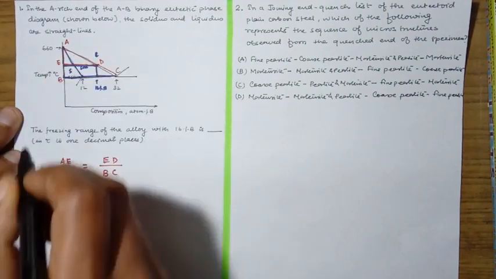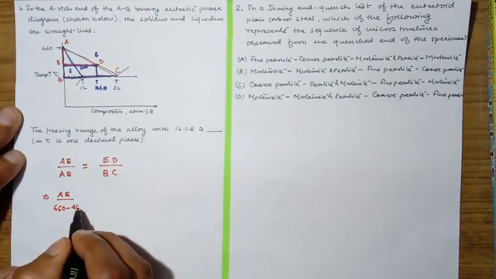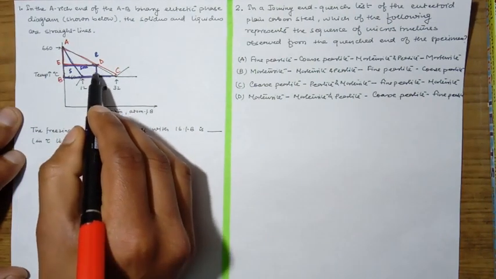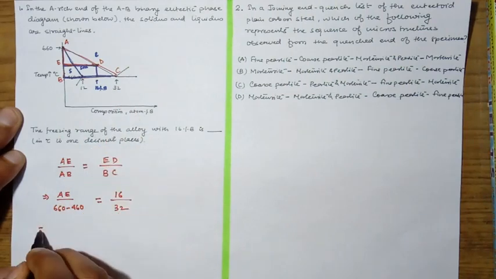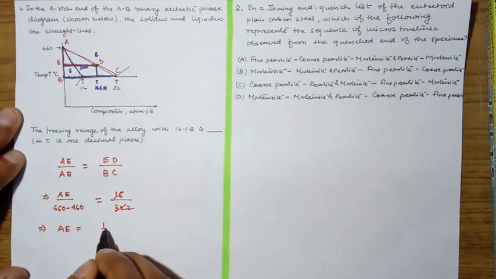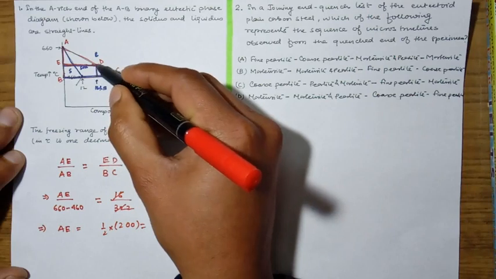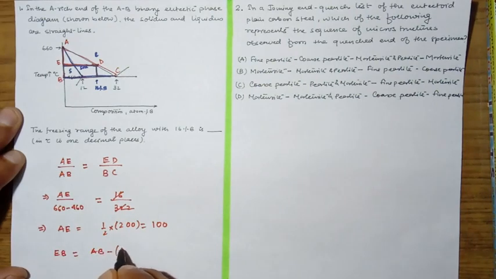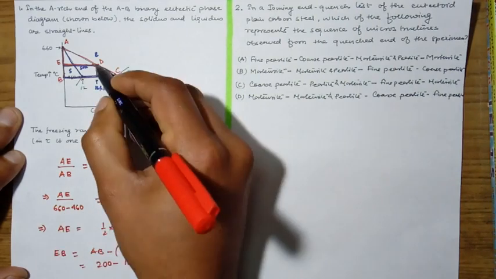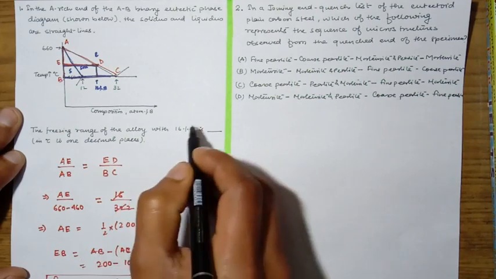So here AE we don't know, so let it be AE. And AB we know, 660 minus 460, is equal to ED. ED is how much? This is given as 16% B. So this value will be 16 and BC will be 32. So AE is equal to half into 200, so it is equal to 100. Now, we have to calculate from D to this point, that is equal to EB. So EB is equal to AB minus AE, that is 200 minus 100, that is also equal to 100 degrees centigrade. So what is the freezing range here? The freezing range will be 100 degrees centigrade. Okay. So the answer will be 100.